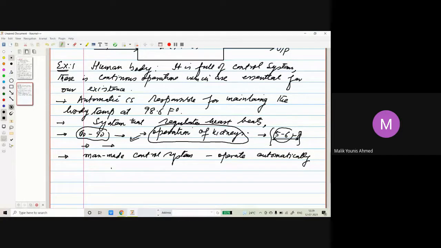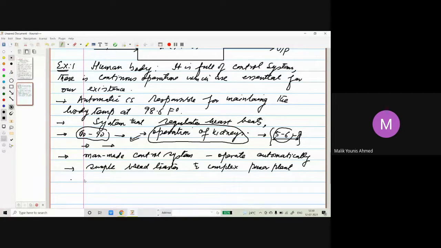There are a lot of operational implementations there. When we implement these control systems, they can be from a simple bread toaster to something as complex as a power plant. A power plant is a very complex control system, whereas a bread toaster is a very simple control system.